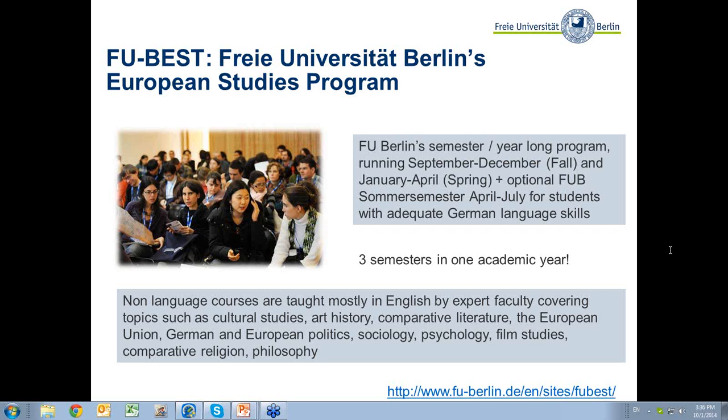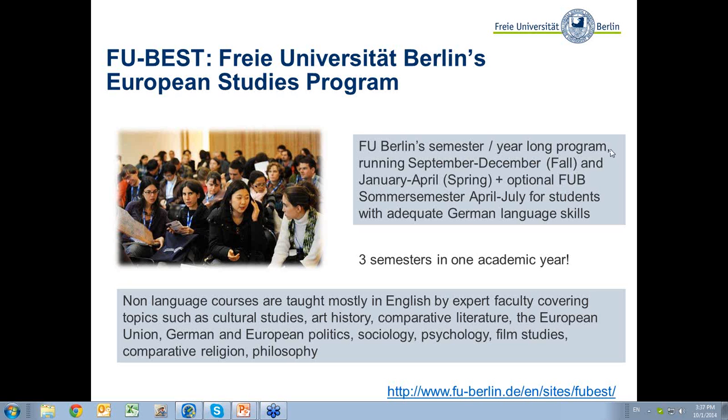So as I said, it's a semester-long or year-long program. The semesters run along the American academic calendar, so they start in September, end in December, and then run from January to April. And what's a neat feature is that if a student is fluent in German at the end of the spring term and has time and would love to stay on, the student could spend the whole German summer semester in Berlin as well, take regular courses at Freie Universität, and do 3 semesters in 1 academic year and get credit for that as well.